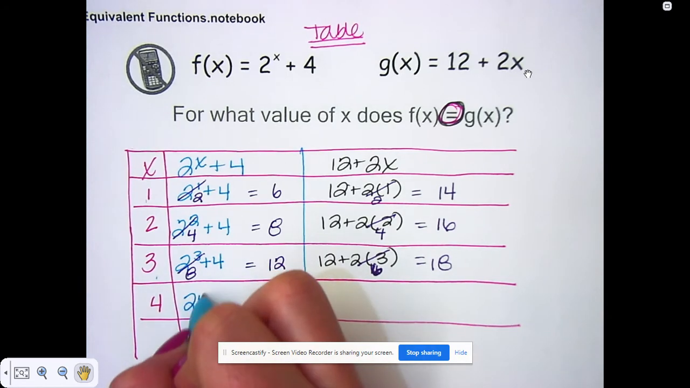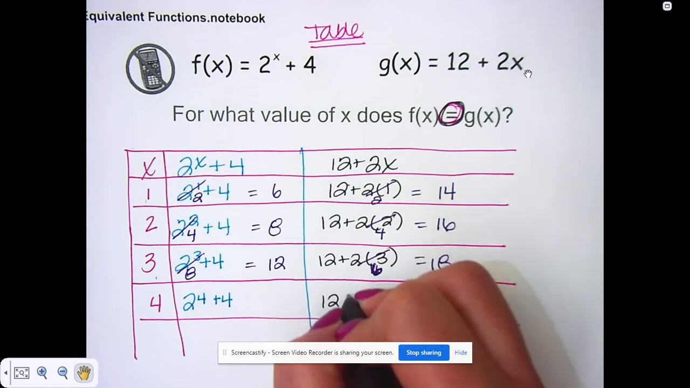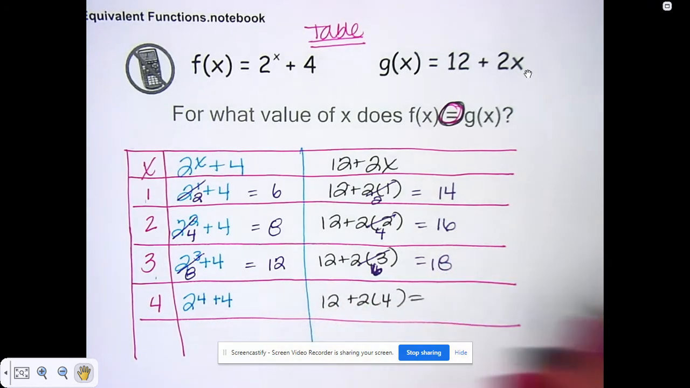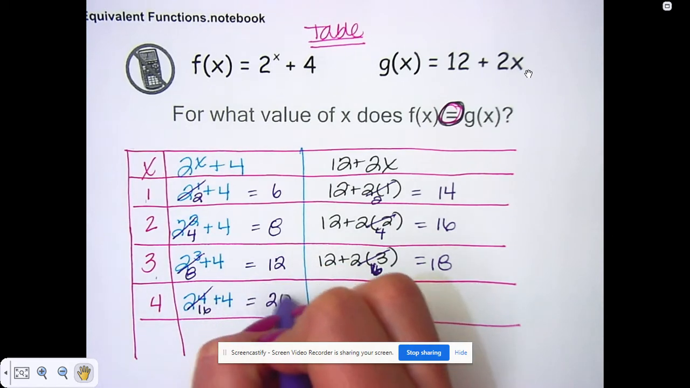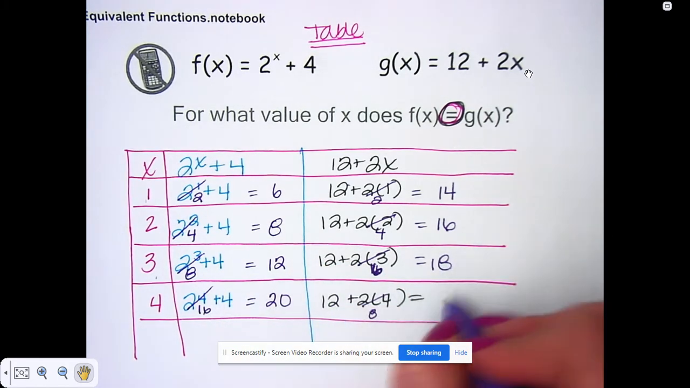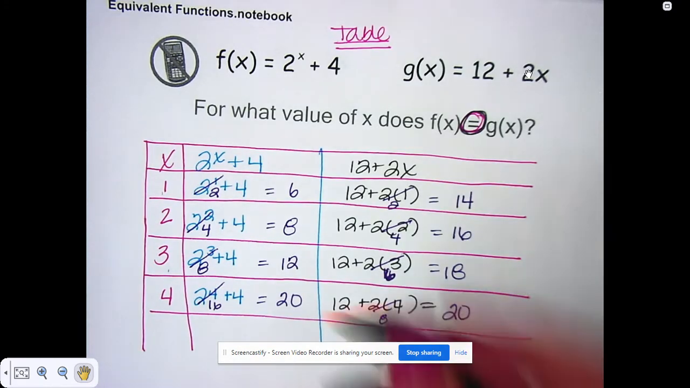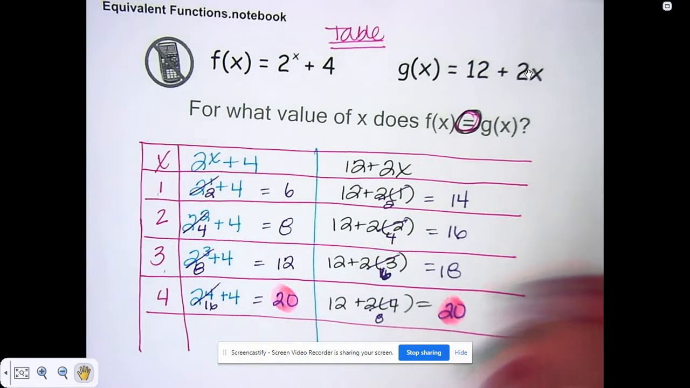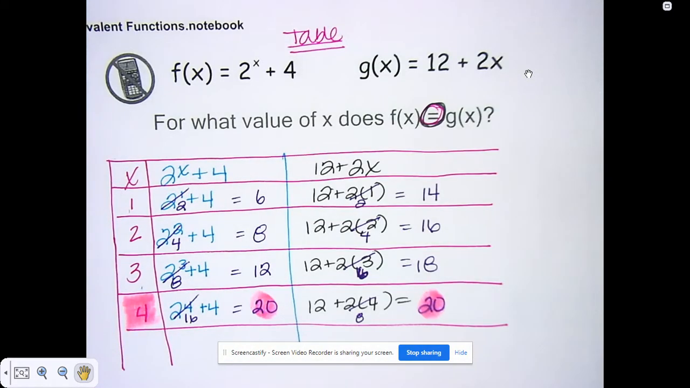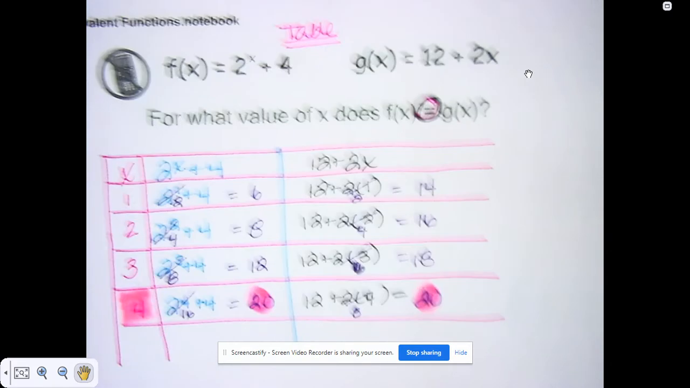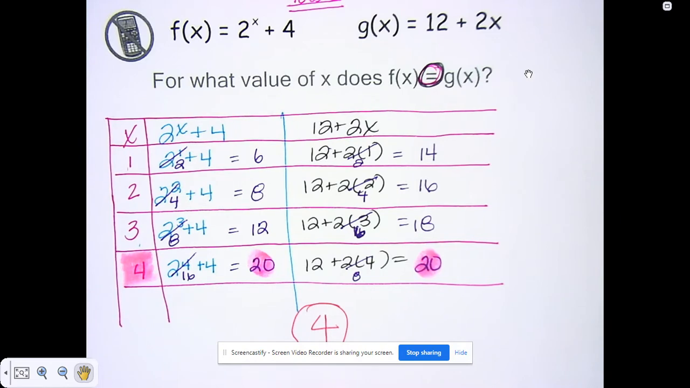So that would be 2 to the fourth plus 4. Okay. So 2 to the fourth is 16. 16 plus 4 is 20. And 12 plus 8 is 20. So here you will see that they are equivalent. Right here, they both equal 20. So my answer is 4. The answer is not 20. It's what number for x did you plug in to make them equal. So 4 is my answer.